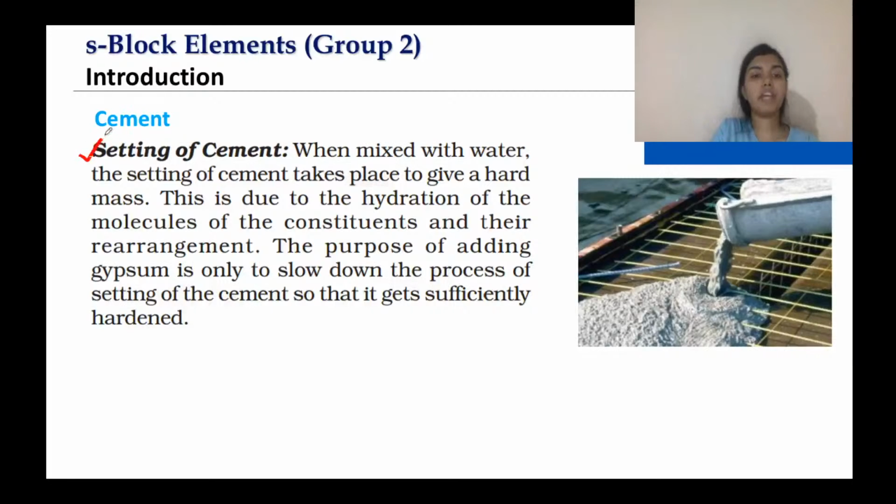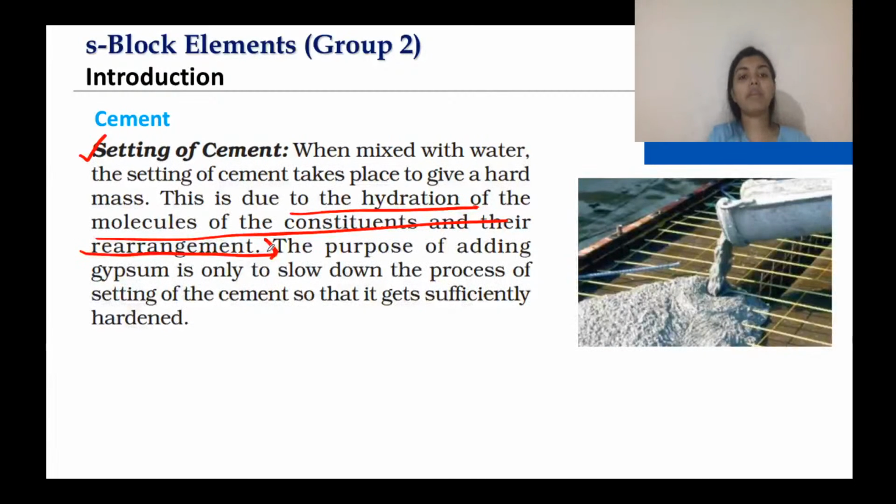Now next is the setting of cement. If you have observed at your homes also, if you mix cement with water, at first it is a liquid kind of mixture, and then after some time it hardens. It converts into a hard mass. This is due to the hydration of molecules of the constituents and their rearrangement. That means the constituents which make cement, that we have already learned, calcium oxide, silicon oxide, and oxides of iron and aluminium, due to their hydration and rearrangement, the cement sets as a hard mass.